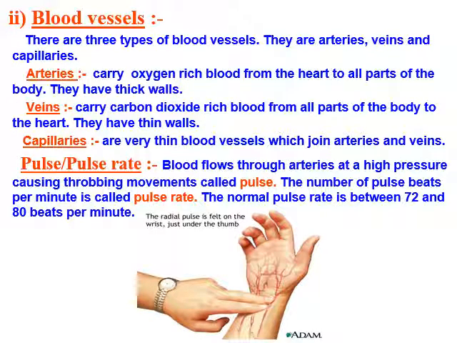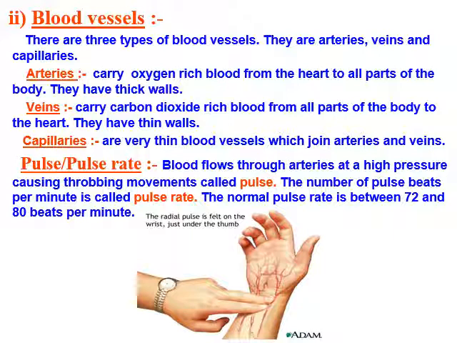For the circulation of the blood, there are blood vessels throughout our body. The blood vessels are of three types. They are arteries, veins and capillaries. First of all, arteries. Arteries are the blood vessels which carry oxygen-rich blood from the heart to all parts of the body. They have thick walls. Veins carry carbon dioxide-rich blood from all parts of the body to the heart, and they have thin walls. And capillaries are very thin blood vessels which join arteries and veins.